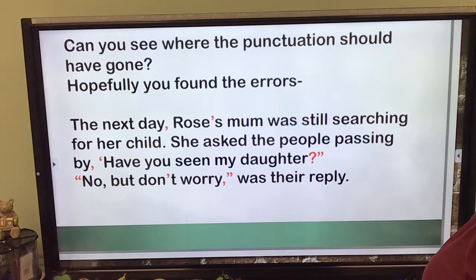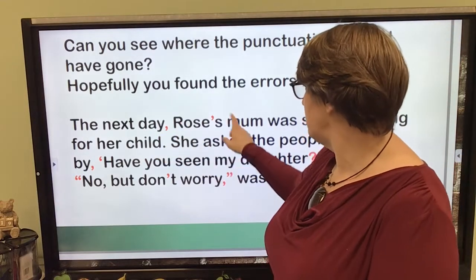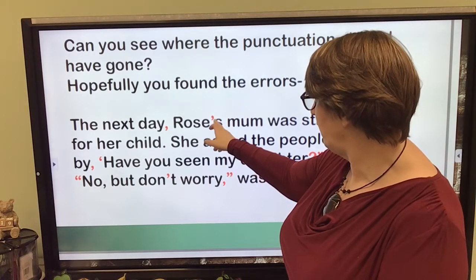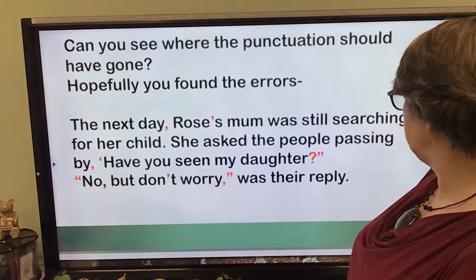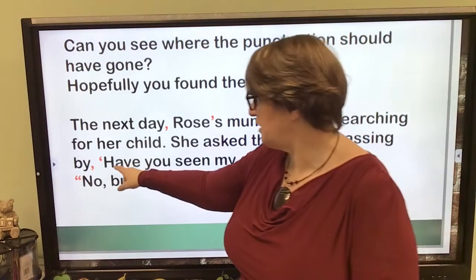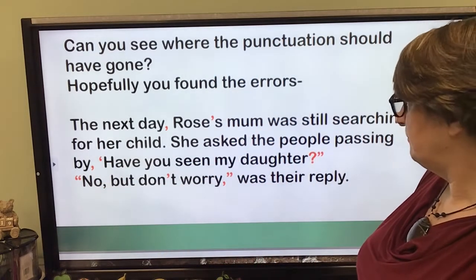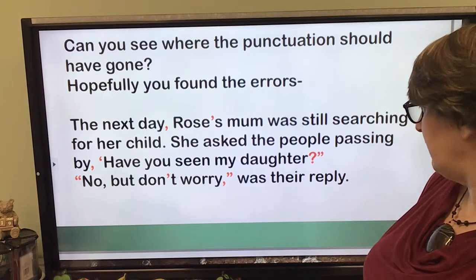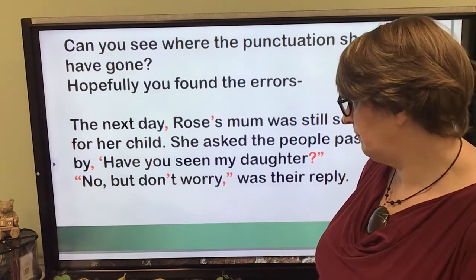Did you see where I've added them in now? Did you find those? So we have here, the next day, comma. Rose's mum, so we've got an apostrophe there because it's the S of the possession. The mum belongs to Rose. And then we've got here our speech punctuation, a comma and then the opening of our speech punctuation. And then we've got "No, but don't worry" was their reply. And you'll notice we've started a new line for the new speaker.